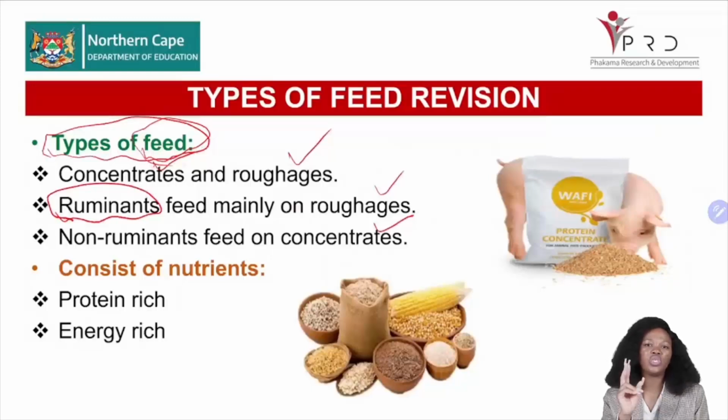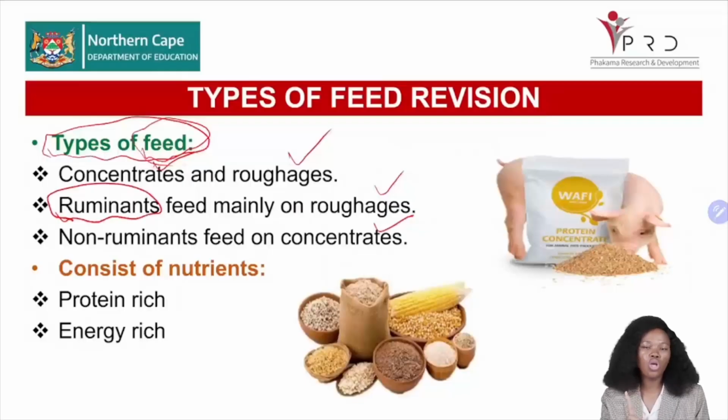Now, there is a difference between these types of feed. Roughages are different from concentrate when it comes to the price, the volume, and the digestibility. But what you need to know is that ruminant animals primarily feed on roughages, while the non-ruminants primarily feed on the concentrates that are highly digestible.